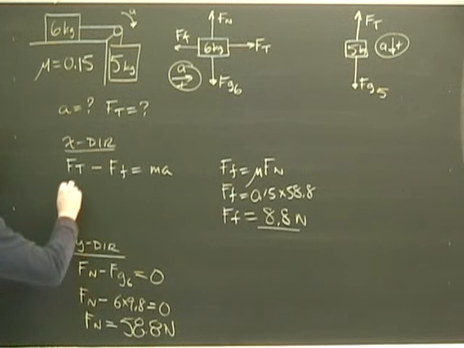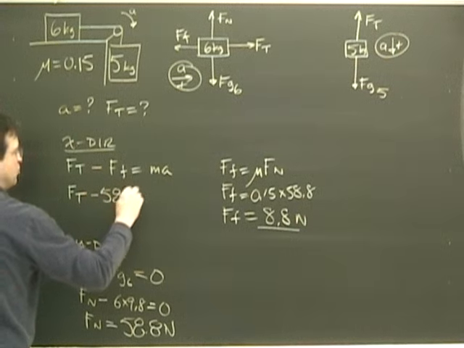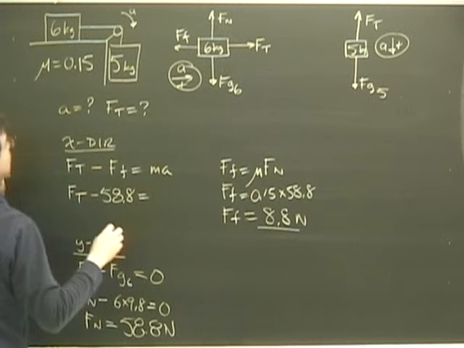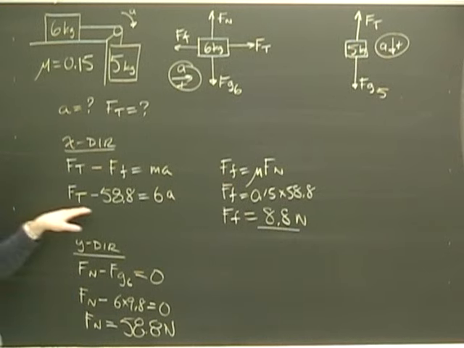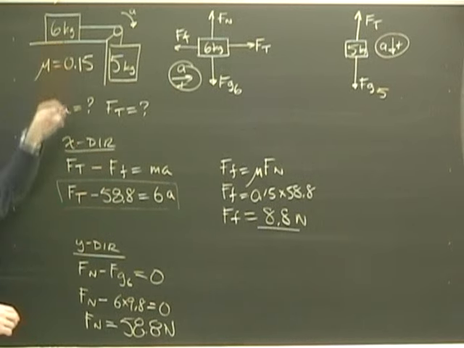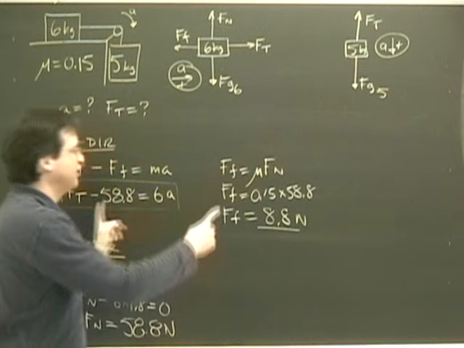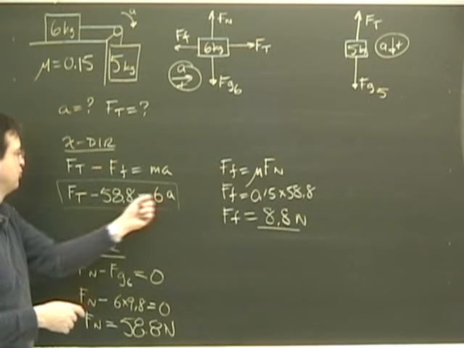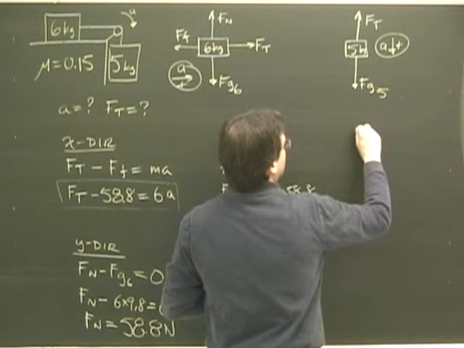So let me plug it in here. Force of tension minus 8.8 equals M times A, so 6A. This is as far as I can go with this, but this is the equation that governs the motion of this one. I need the equation that governs the motion of the other one, and then I'm going to do something to the two of them to solve for the tension or the acceleration. So let's get the equation for this one.